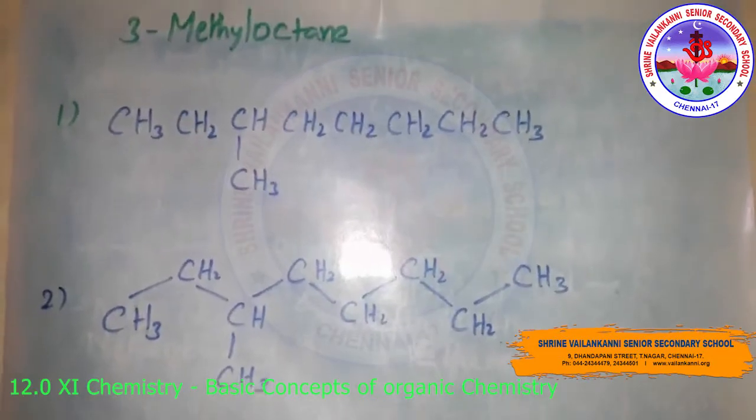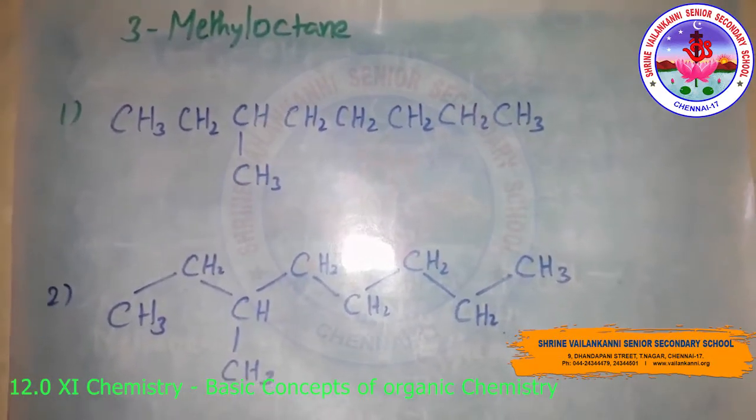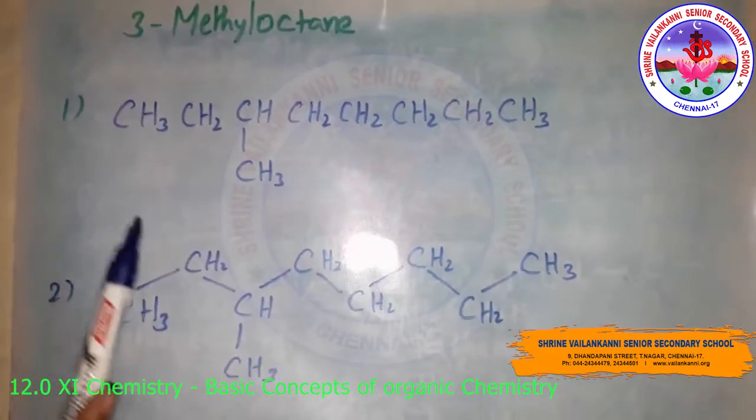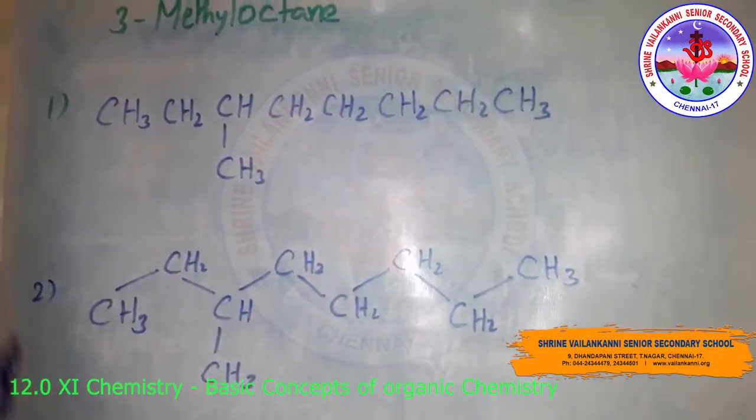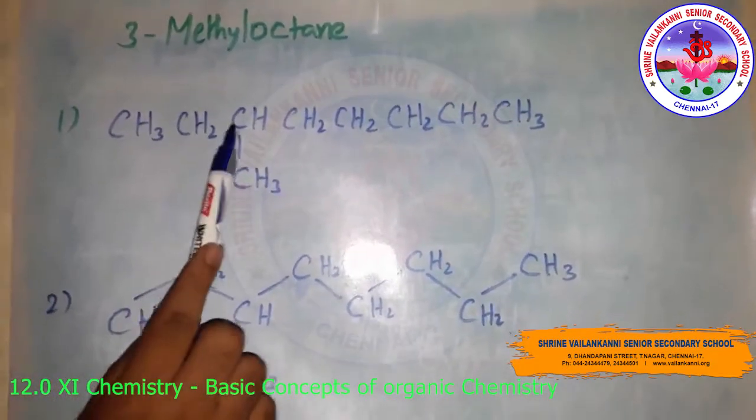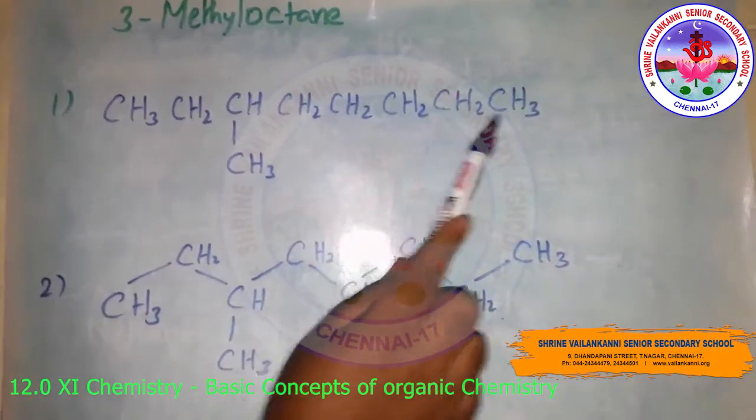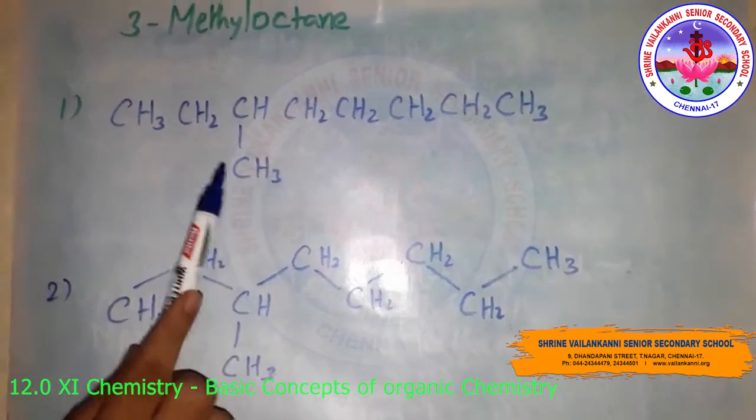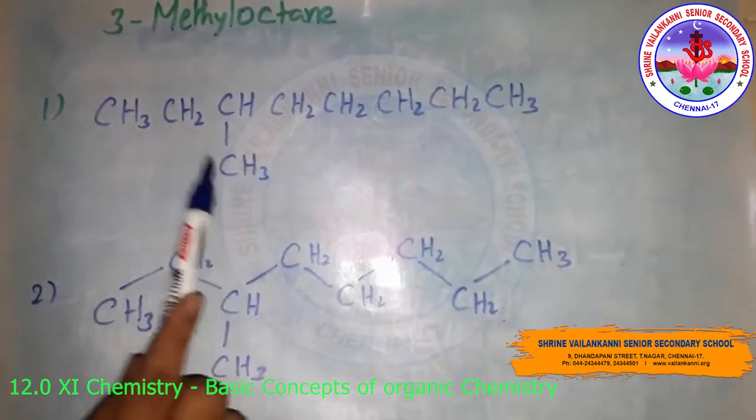Example: 3-methyl octane. This is one way of representation. Octane means 8 carbon atoms, and here the third position contains 1 methyl group. So 1, 2, 3, 4, 5, 6, 7, 8. The long chain is octane, then one methyl position is contained, the 3 position having a methyl group.